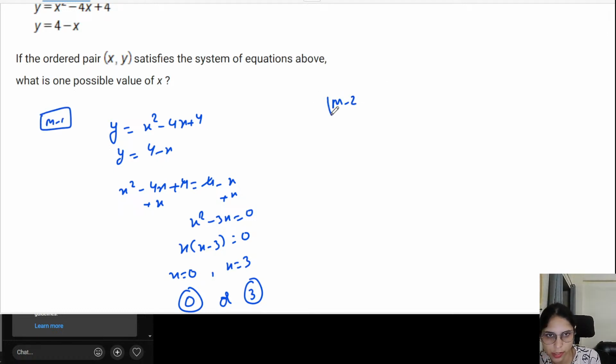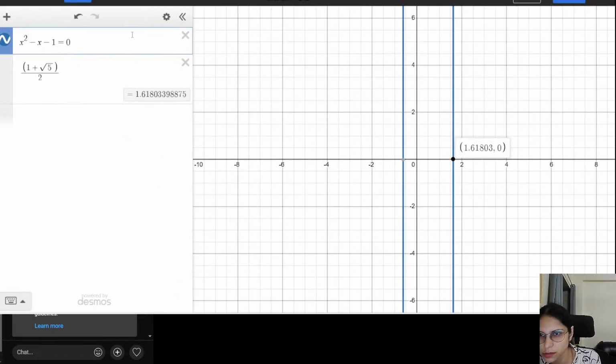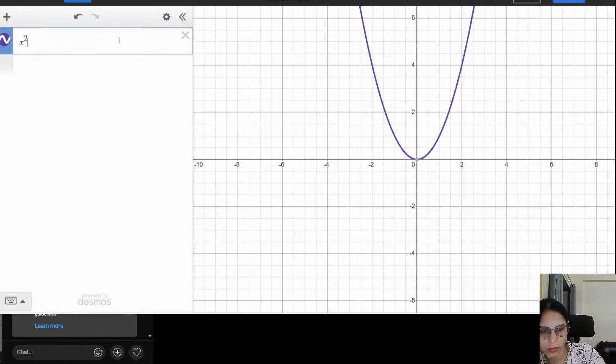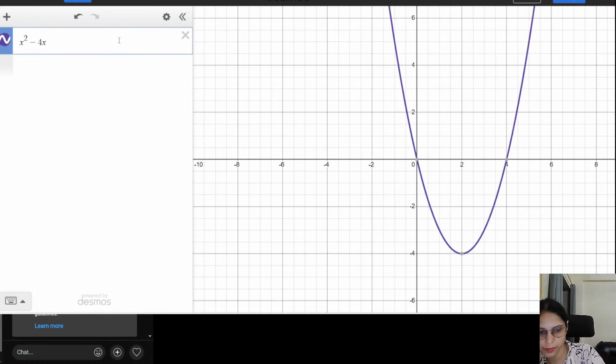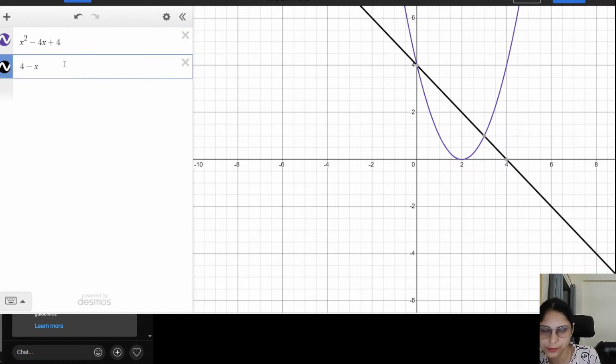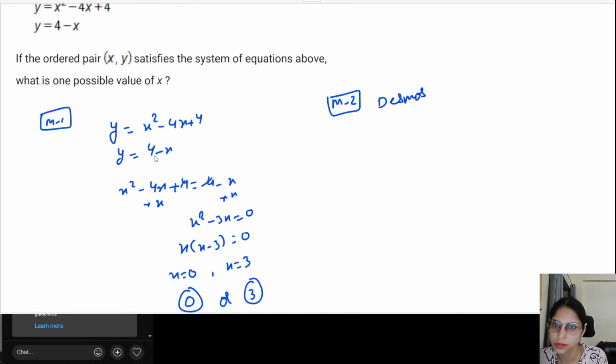Or again, you can go to Desmos and solve it. So x squared minus 4x plus 4, 4 minus x, 3 and 0. So again you get 0 or 3.